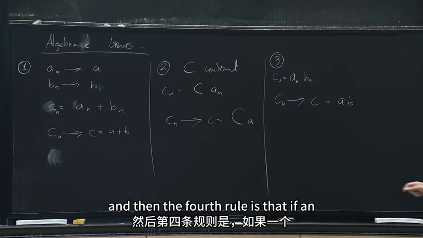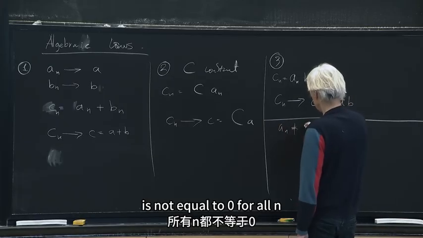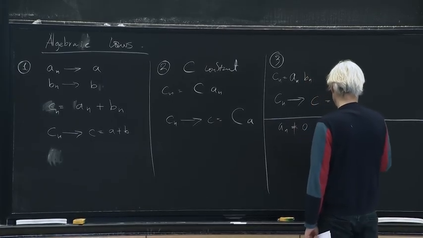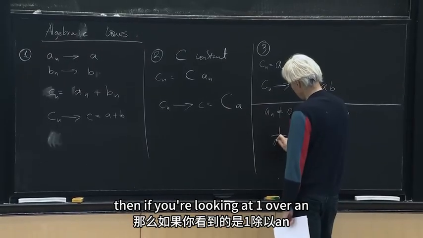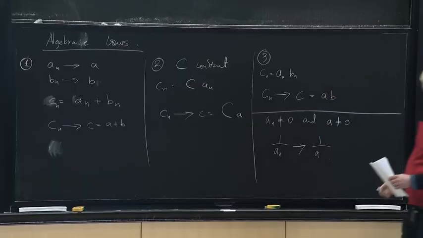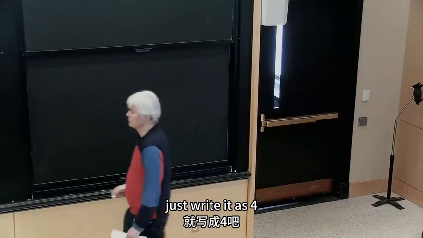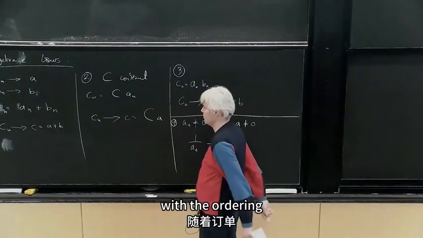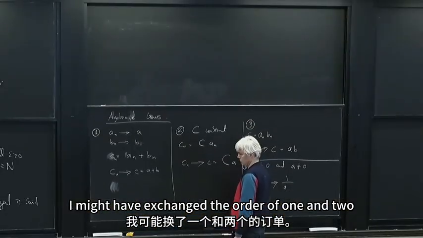And then the fourth rule is that if An is not equal to 0 for all n, and the limit here is also not equal to 0, then if you're looking at 1 over An, those converge to 1 over the limit. Okay, so those are the four rules. You just write it as 4. And again, there's no particular convention with the ordering, and I might have exchanged the order of 1 and 2 last time.